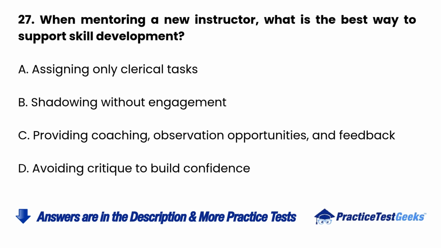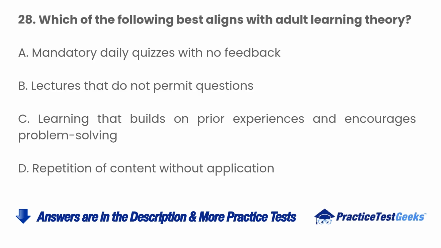27. When mentoring a new instructor, what is the best way to support skill development? A. Assigning only clerical tasks. B. Shadowing without engagement. C. Providing coaching, observation opportunities, and feedback. D. Avoiding critique to build confidence.